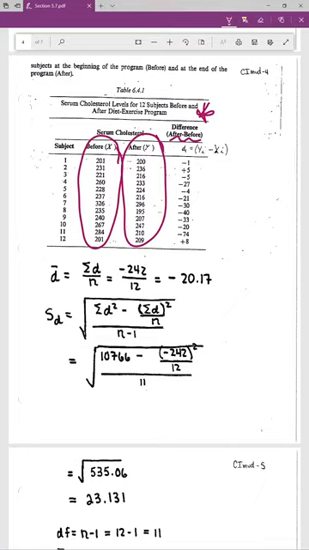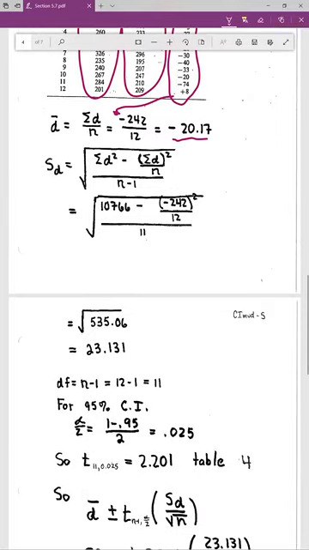So applying this example problem, we would first need to collect our d bar. By adding up our d's and dividing by our sample size of 12, we will get a mean of negative 20.17. Using our formula for sample standard deviation, we'll take the square root of the summation of d squared minus the summation of d all squared divided by n, all divided by n minus 1. Plugging in those values, we would get a standard deviation of the differences to be 23.131.